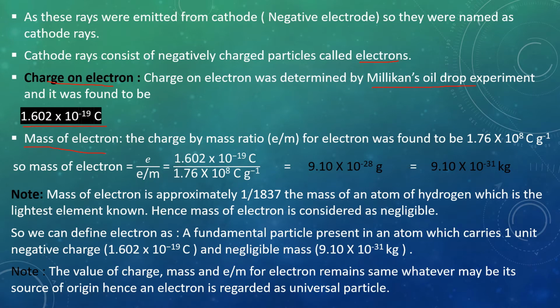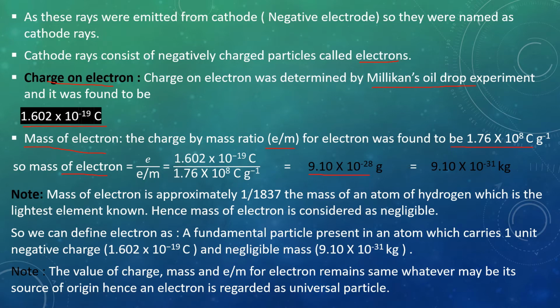Now the next is mass of electron. By the Millikan's oil drop experiment, the e by m ratio, that is charge by mass ratio for electron, was found to be 1.76 into 10 raised to power 8 coulomb per gram. Now mass of electron can be found by charge upon charge by mass. So 1.602 into 10 raised to power minus 19 divided by 1.76 into 10 raised to power 8, and it will give you 9.1 into 10 raised to power minus 28 gram, or 9.1 into 10 raised to power minus 31 kg. This is the mass of electron.